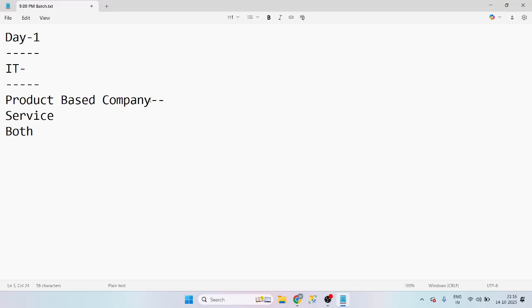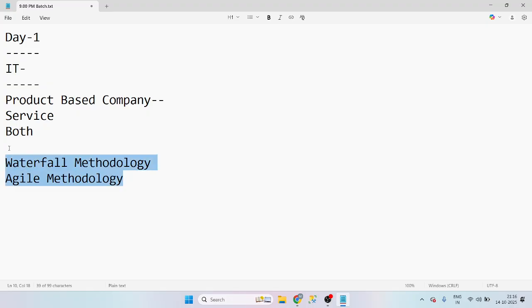as a Scrum Master, this role has been introduced in Agile methodology. Okay, so before going into that, I will write some more things. Waterfall methodology and Agile methodology. Okay, so we have these two methods.